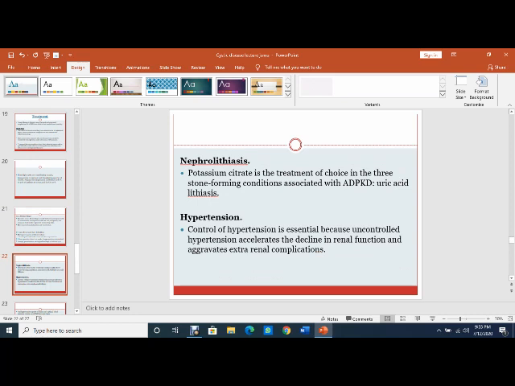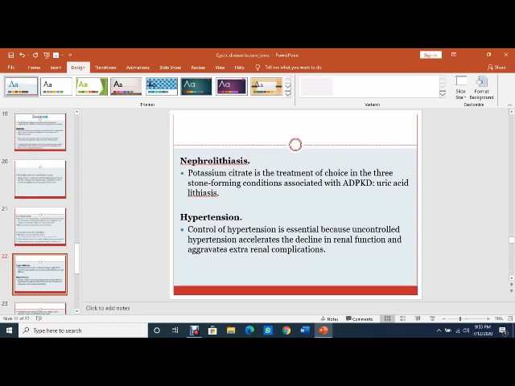Nephrolithiasis means stone formation. As already told, the common stones are uric acid stones or calcium oxalate, but uric acid is on top. The treatment is potassium citrate. It is a urinary alkalizer. It is the treatment of choice in the stone-forming conditions associated with autosomal dominant polycystic kidney disease, such as uric acid lithiasis.